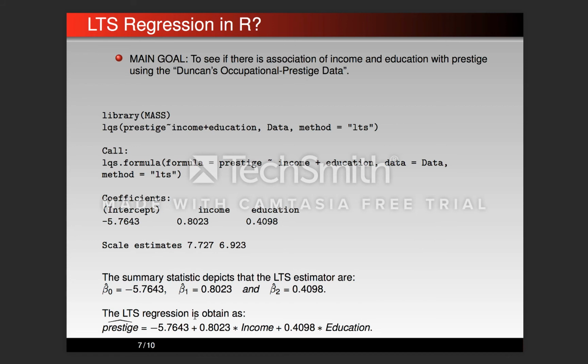0.4098 times education. This means that for a 1 unit change in income, the prestige will also increase by 0.8023 units, and when income remains constant and we increase education by 1 unit, the prestige will increase by 0.4098 units. And this is how we compute least square regression using R, using the library MASS and the lqs command.